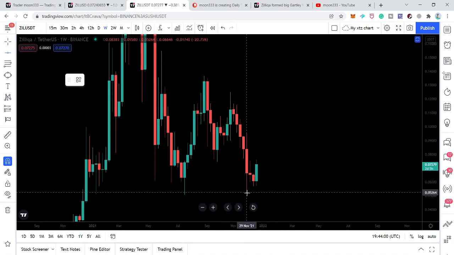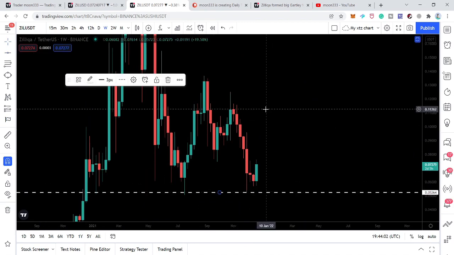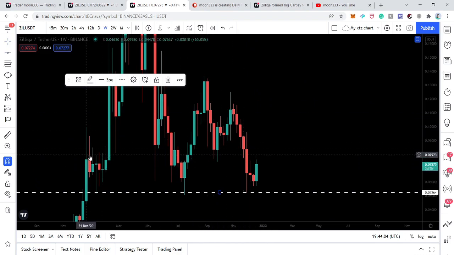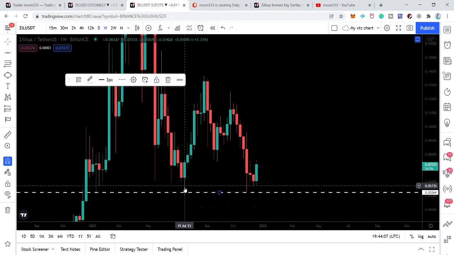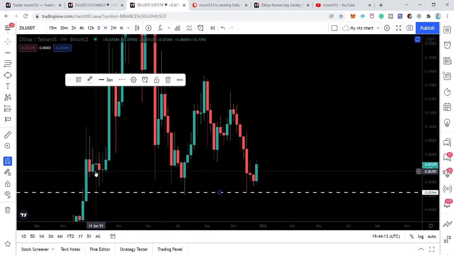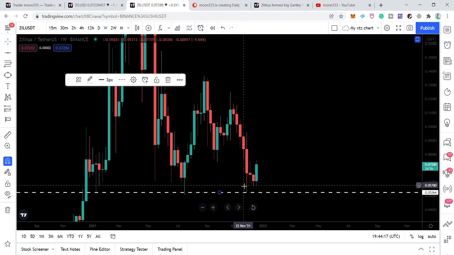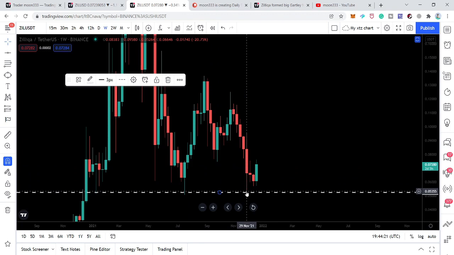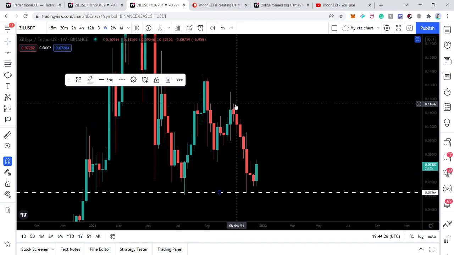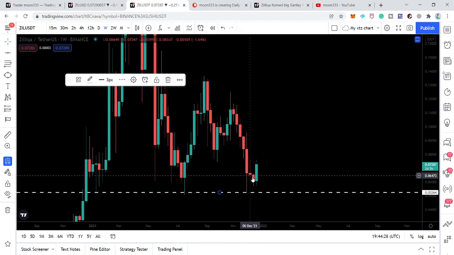We had a very strong key support here at 5.2 cents, and we can see that the price line had been using this support. It bounced from this support previously, like here in January 2021 and here in July 2021. And recently we had a bounce here, at the end of November 2021. And this is the first bullish candlestick after this sequence of bearish candlesticks.